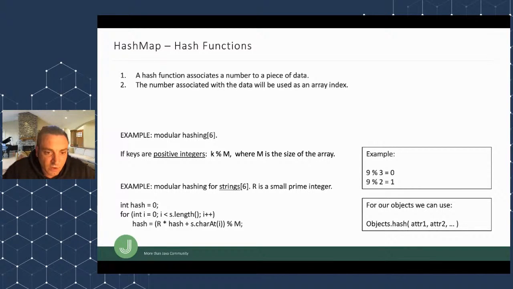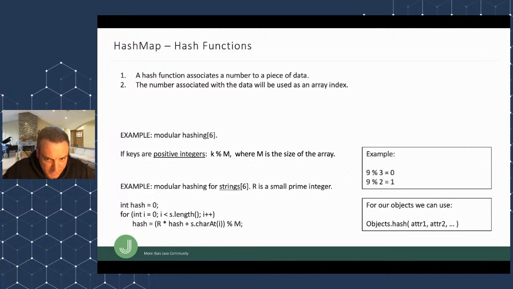Another example of modular hashing is for strings. You can see an example code here on the left, on the lower side of the slide. Basically, we compose the hash value with the numerical representation of the characters of the string. We loop over the string and combine the numerical values with the hash that we compute, also multiplying it by a small prime integer.